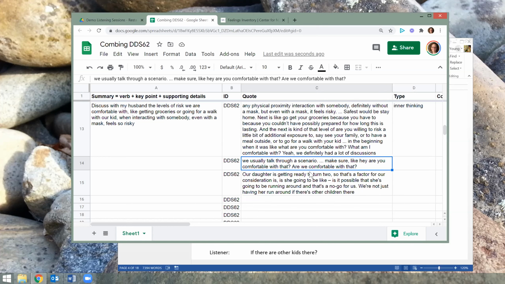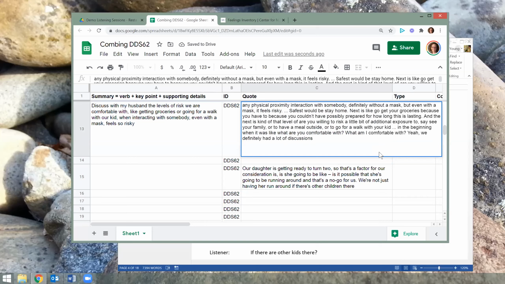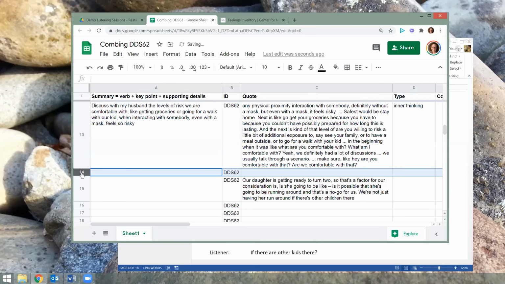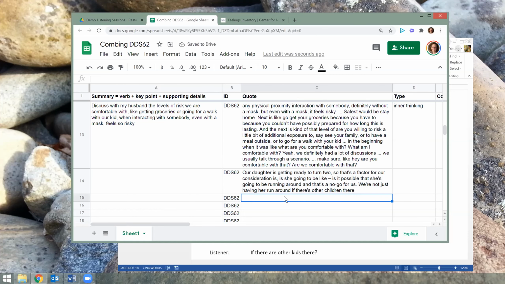So discuss with my husband the levels of risk we are comfortable with. You know what? This actually belongs with that. Oops, let go. Come here. Control X, because it can't stand on its own. Otherwise, it's just explainy. And an explanation, anything at surface, doesn't belong in this sheet. An explanation is a surface level item. So is a preference. So is an opinion.